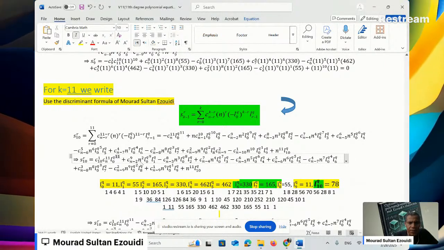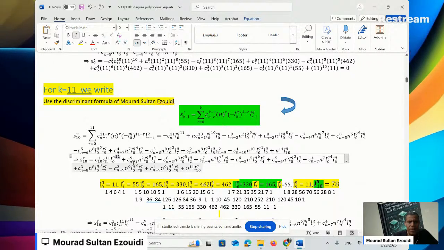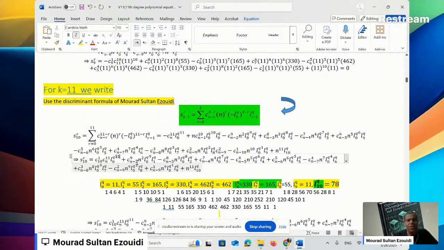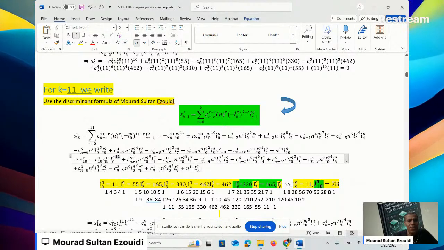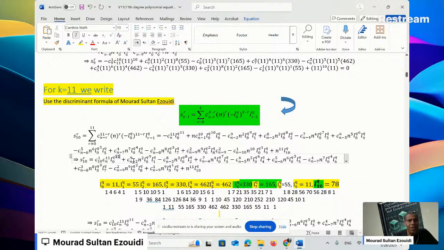Then, my kids, plus combination n minus 2 choose 9. 11 minus 2 is 9, 9 choose 9 is 1, but this has to appear in the formula.